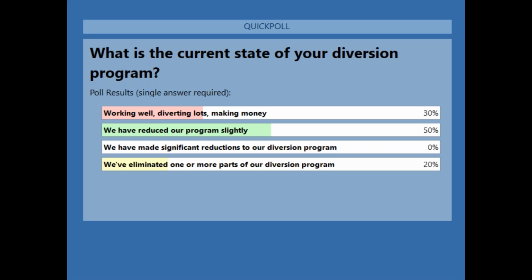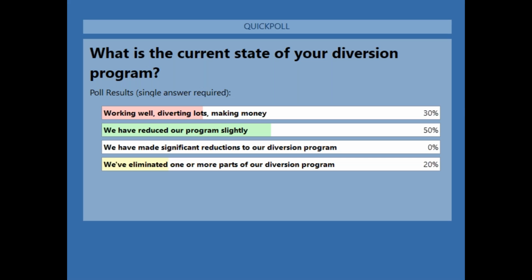Share those results. So we have 30% say that their program is working well and they're diverting a lot and making money. 50% have reduced their program slightly, and 20% have eliminated one or more parts of their diversion program. Okay, well, kudos to the 30% who have a system that's working well, where they're diverting material and making some money. That's great, and I would venture to guess that that didn't happen by accident. I'm sure that you put a lot of work into making that happen. So good job with that.